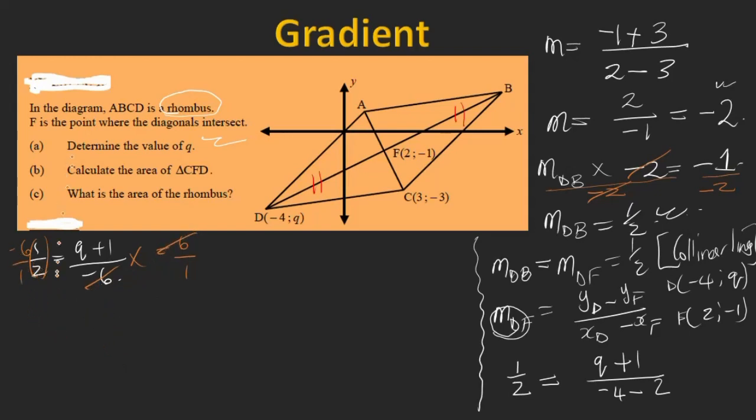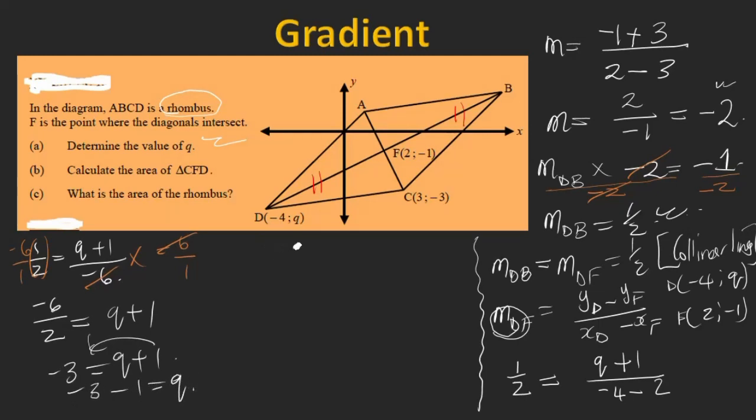And then here I'll end up with, let's put back the color, negative 6 over 2 is equal to q plus 1. That is how much? That is equal to negative 3 is equal to q plus 1. Then I transpose, which becomes negative 3 minus 1 is equal to q. And therefore, my q is equal to negative 4. Easy as that. See how beautiful that is? So now let me write my q here because I feel like I might need it. So coordinates for d, I have negative 4 and negative 4. See that? Now let's get to the next question.